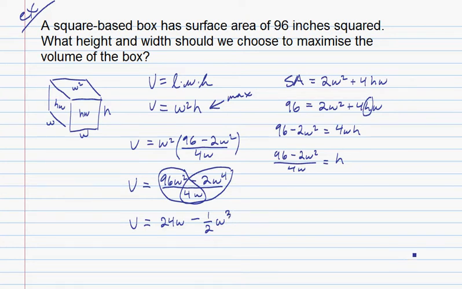Now with the animal pen problems, we were able to use the vertex trick. But here we have negative 1/2 w cubed. This is no longer quadratic. So we have to resort to a calculator at this point, or we have to go to decimals. I would use your calculator to find the maximum, because on a test you won't be able to use decimals.